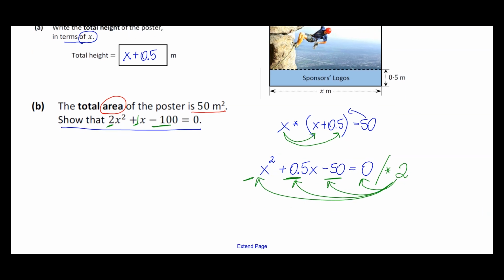So let's see what we're going to get. 2 multiplied by x to the power of 2 is just 2x to the power of 2. 2 multiplied by 0.5 we can do, we put that in the calculator and we get 1. So therefore 1x. And then 2 multiplied by minus 50, again in the calculator, we get minus 100 equals 0. And there it is. We have exactly the same equation as they do.